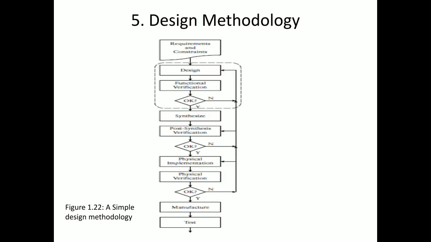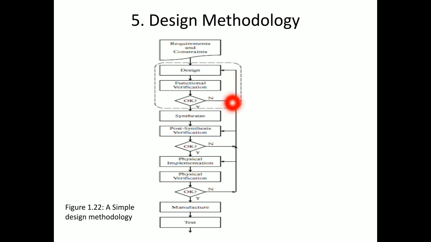I'll summarize the simple design methodology steps. First, we are going to get the requirements and constraints. After that we'll describe the design, then we'll verify the functionality of the design. We'll test whether the design is giving proper output or not, meaning we verify the functionality. If it is correct, we will go to the next stage. If it is not, we'll go back to the design stage.